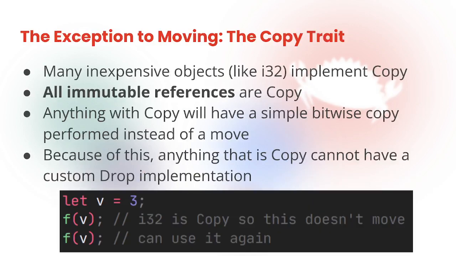And then the exception to moving is the copy trait. So anything that implements the copy trait, instead of being moved, will be copied. So down here you can see if v is a number, which does implement copy, then you can use it however many times you want. Something to note, all immutable references are copied. Since references are basically just like pointers, they can be copied. You don't need to explicitly clone them.